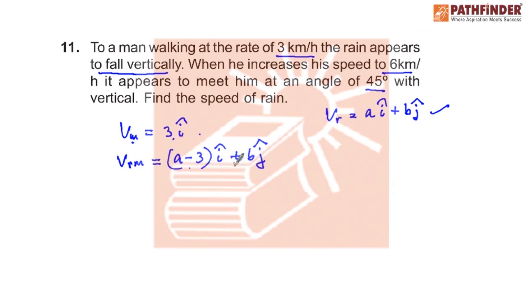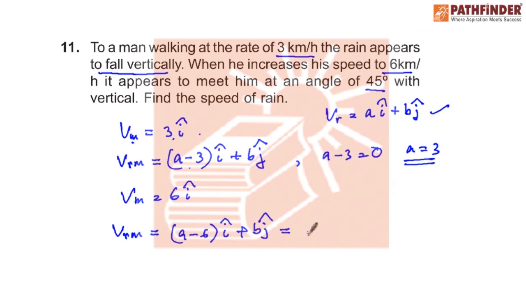Now as it seems to fall in a vertical position, so as the rain falls vertically, we can conclude that a minus 3 should be equal to 0. As a minus 3 is equal to 0, a becomes equal to 3. Now in the second case, the velocity of the man is 6i. Now in this case, the velocity of rain with respect to the man is (a minus 6)i plus bj. So a is already 3, and 3 minus 6 is minus 3i plus bj. And now this seems to be 45 degrees with the vertical. So tan 45, that is 1, should be equal to b by 3.